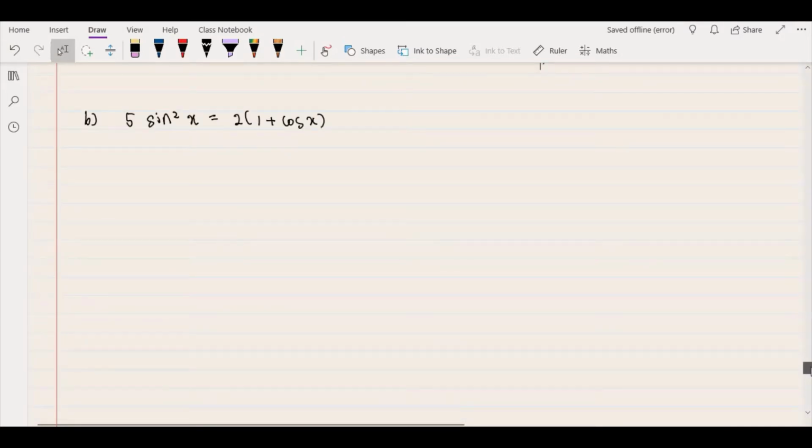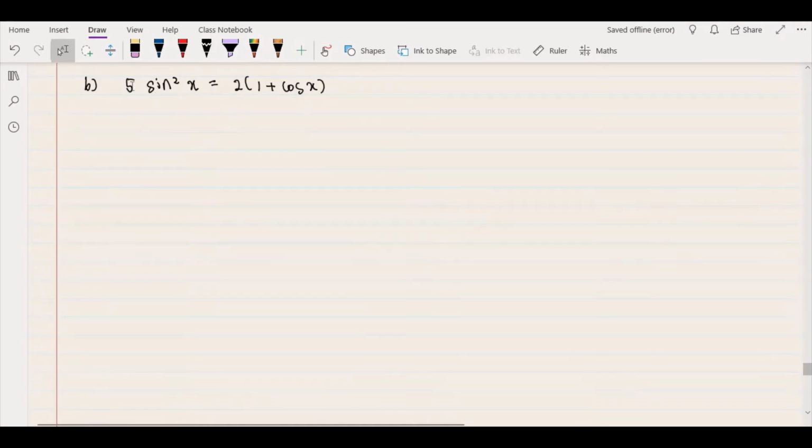Do take note, we have a correction there. Please refer to your book. For this question, we are given 5 sine square x is equal to 2 times 1 plus cos x. And the limit is still the same as previously mentioned in the question. Our limit is x from 0 degrees to 360 degrees.